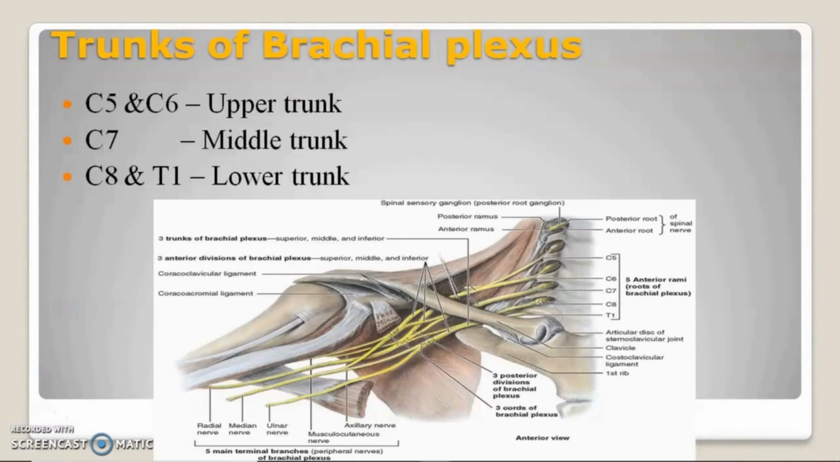The middle trunk is formed only by the C7 spinal nerve. Coming to the lower trunk, it is formed by C8 and also by T1. So C5 and C6 together form the upper trunk, C7 forms the middle trunk, and C8 and T1 form the lower trunk. So this is all about the trunks of the brachial plexus, which come from the roots. We have 5 roots and 3 trunks. You remember all these things? I will show you in a simple diagram which is easy for you to remember. Now you understand how it is related and how it is oriented.